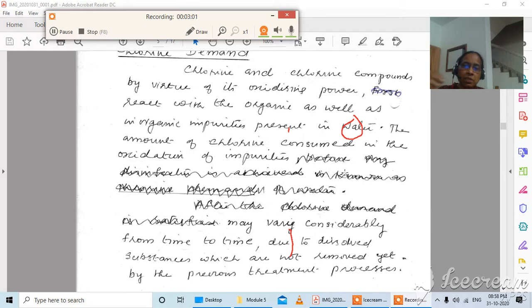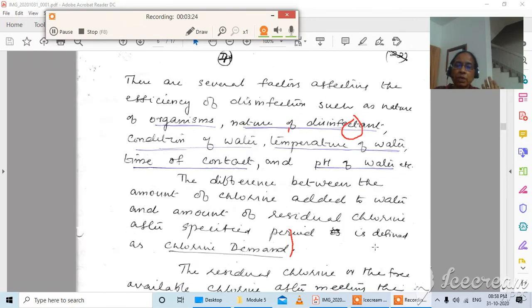Since chlorine is an oxidizing agent, initially when we add the chlorine, it oxidizes the organic as well as the inorganic impurities. Then at the same time, it is being used for the disinfection of the microorganisms also. For all these purposes, the chlorine is being used. So then what would be the chlorine demand?